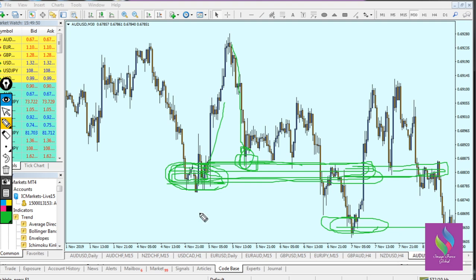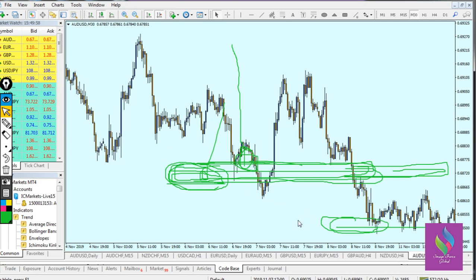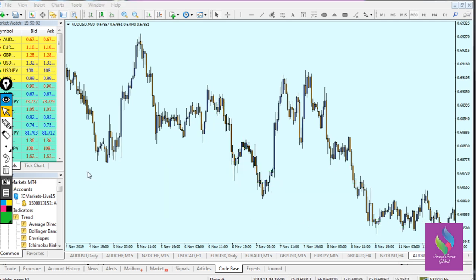And if you look at it on the other side, you see that region will continue to hold. So far so good, guys.